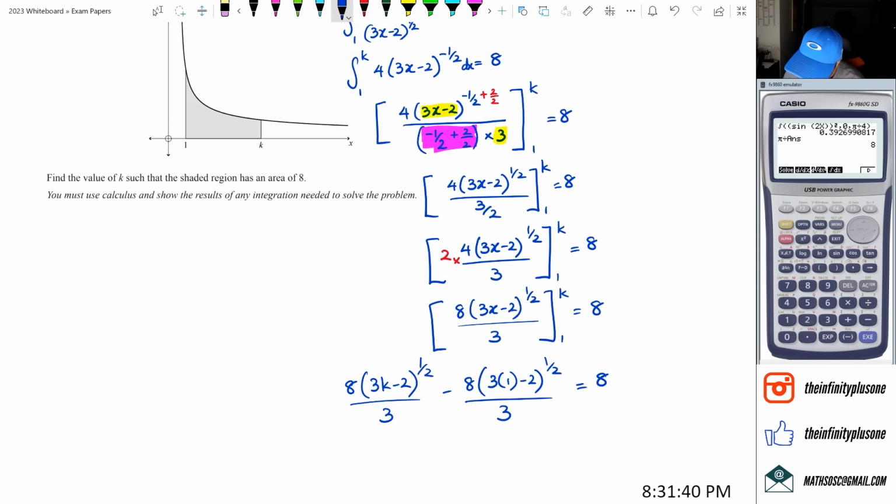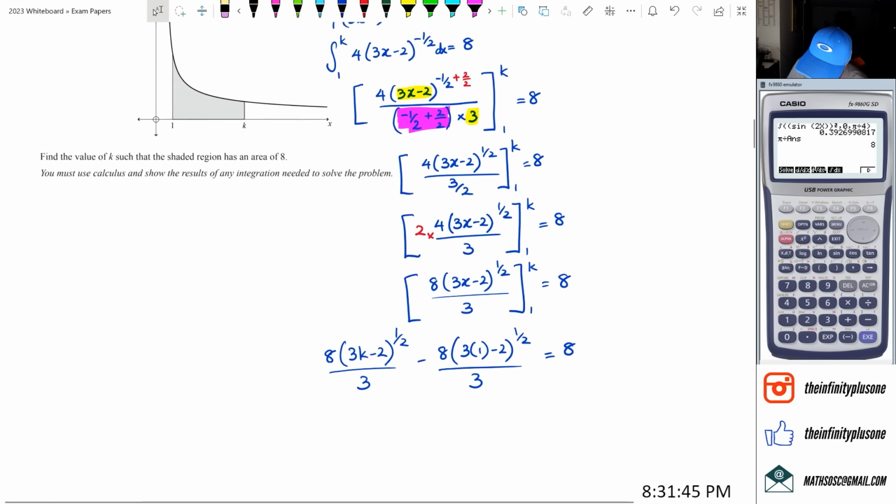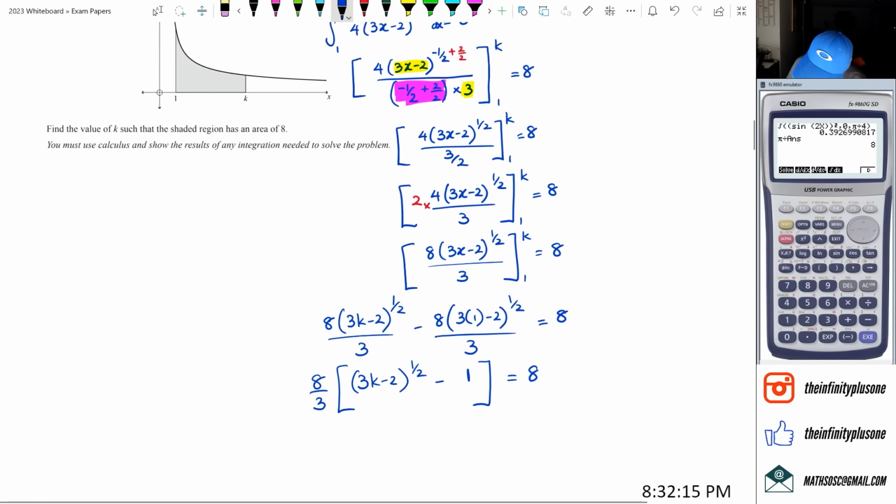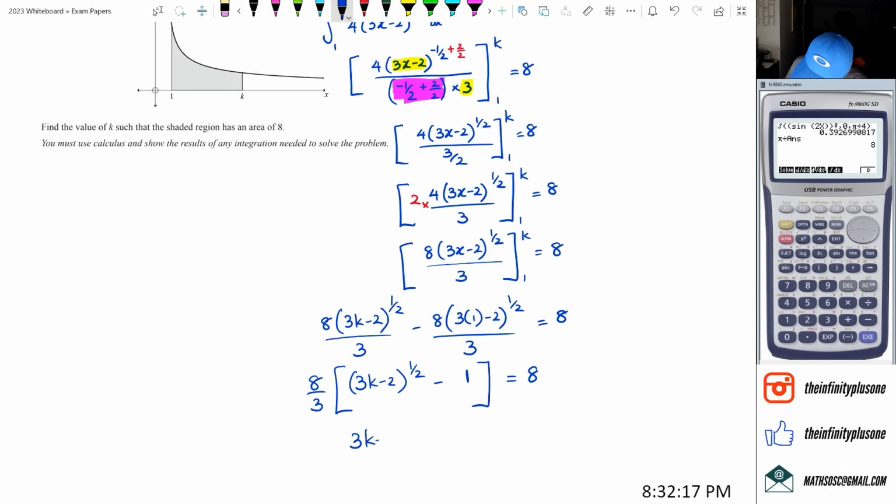So with that in mind, it's a matter of just rearranging everything, and I'm guessing I'm probably going to make a mistake somewhere, but let's see how I do this. The first thing I'm going to do is get rid of that 3 to the other side. Oh, it's actually 8 over 3, because 8 over 3 is a common factor. I'm just going to take that out, which means I'm going to get (3k - 2) to the power of half minus, 3 times 1 is 3, 3 minus 2 is 1, that's going to be 1 to the power of half, which is just 1, equals 8.